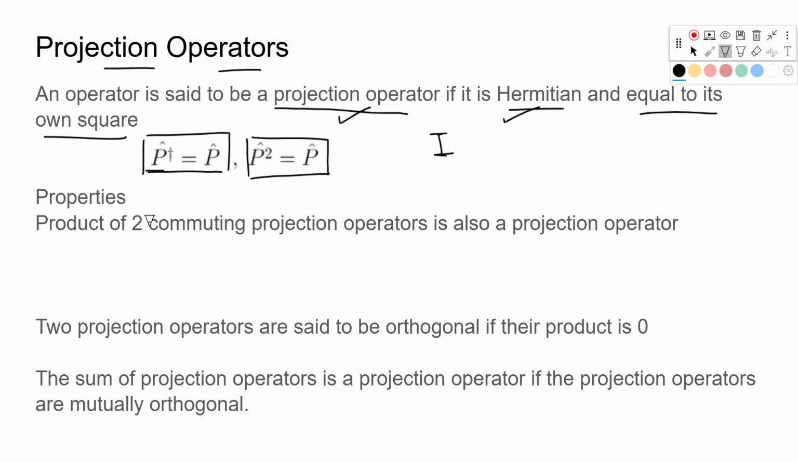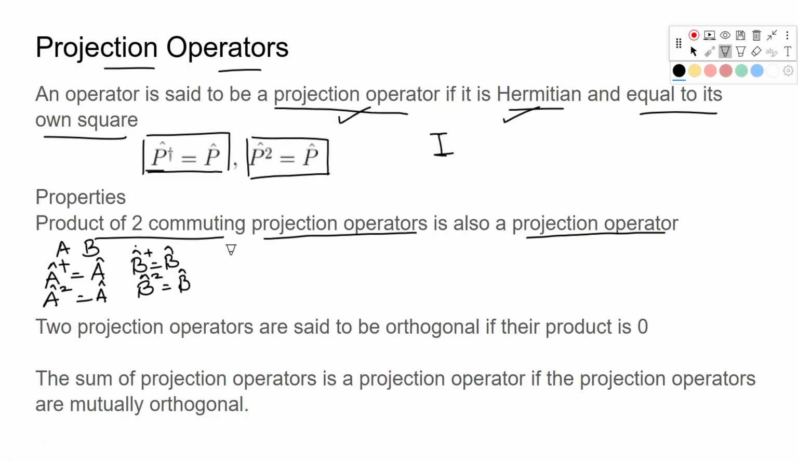Let's now discuss a few properties of projection operators. The product of two commuting projection operators is also a projection operator. Let's say we have two projection operators, A and B. Since A is a projection operator, A is Hermitian and the square of A is equal to A. Similarly, B is a projection operator. Now let's see if the product AB is a projection operator. We have been told that A and B commute with each other. That means AB equals BA.